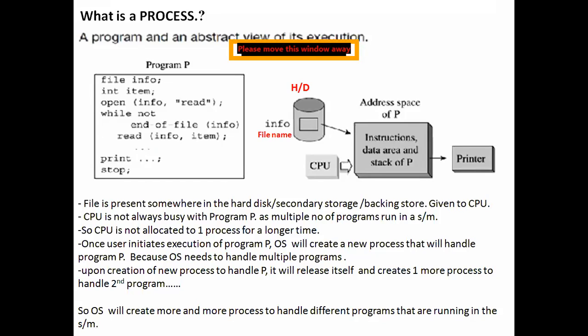Here the file is present somewhere in the hard disk, and the address space of the program will consist of, see here, the address space of program P consisting of instructions, the data area, and the stack of the program P. This stack is nothing but a temporary memory location, so this stack will be coming into the picture.